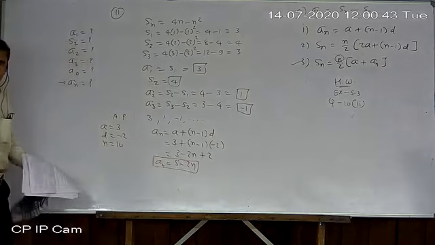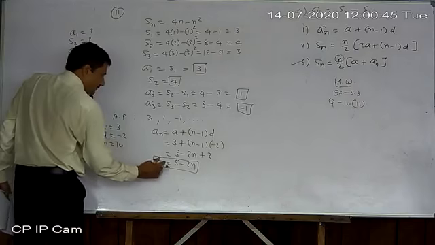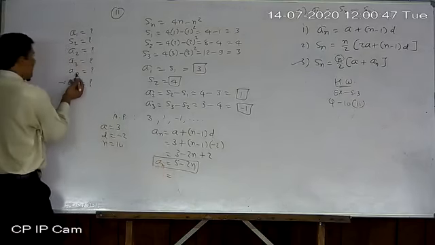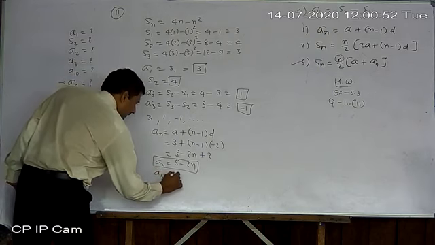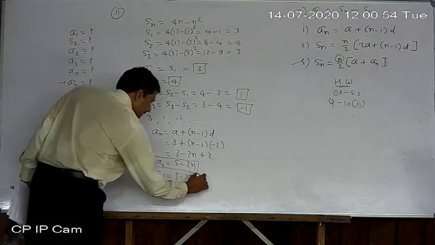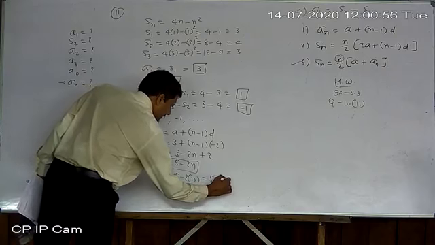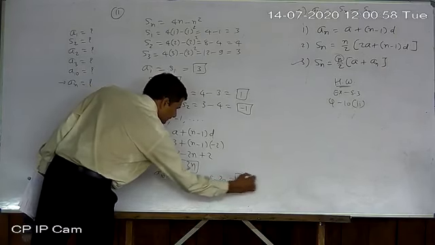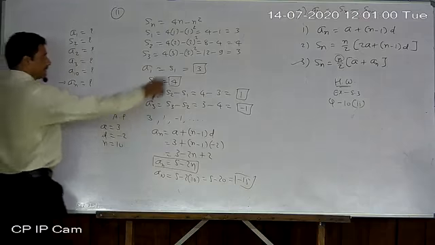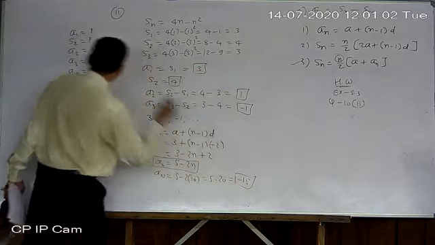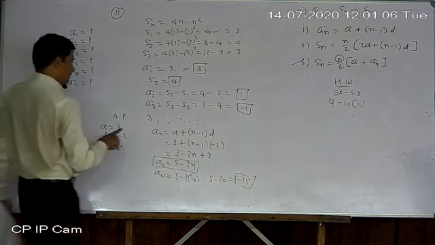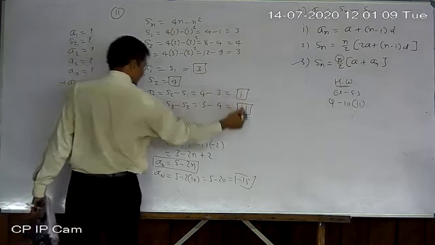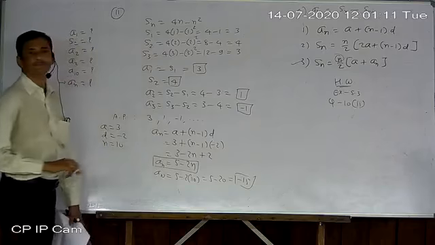Now if you find AN in this general form, then you can place any value of N. So I can write A10 equals 5 minus 2 into 10, equals 5 minus 20, equals minus 15. So that is our last answer. So 1, 2, 3, 4, 5, 6, yes, 6 answers are there.